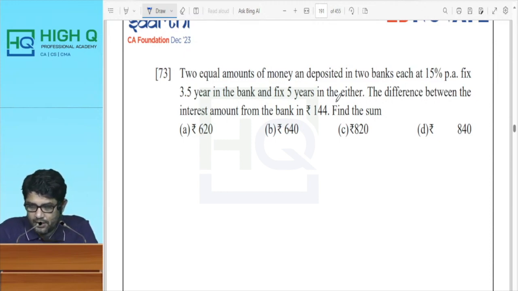Can you answer this question, my dear? Two equal amounts of money are deposited in two banks, each at 15% per annum, fixed for 3.5 years in one bank and fixed for 5 years in the other. The difference between the interest amounts from the banks is rupees 144. Find the sum. They ask you to find out the principal.